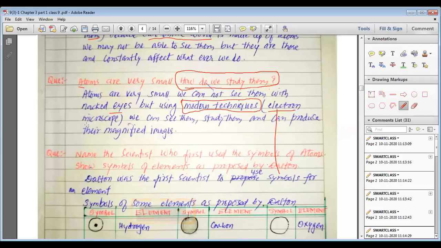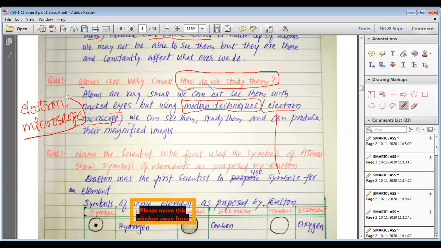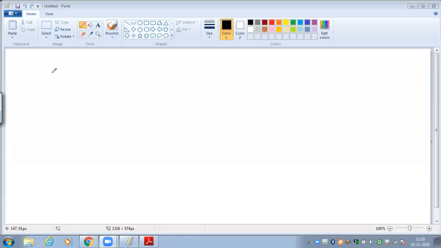What are these modern techniques? The modern technique has produced the electron microscope, my dear students. Remember that the electron microscope is a device that can even see the electron. Electron is very small in size, and this electron microscope can even see the electron. So, my dear students, this electron microscope is useful for studying the atoms. So, what is this electron microscope? Let us try to see it.